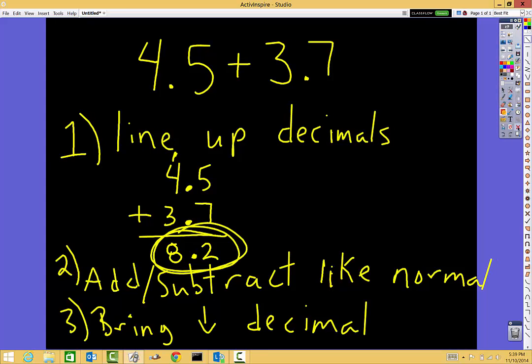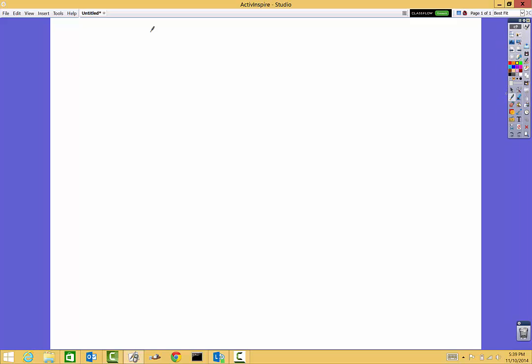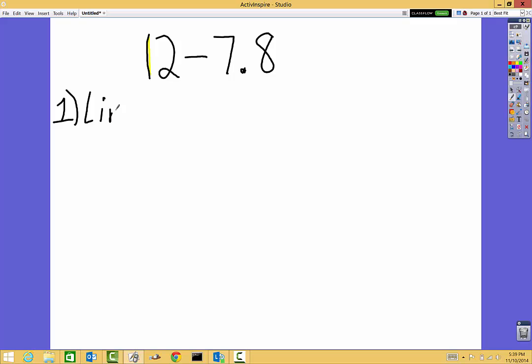Now, what if I had something that was a little bit different? So let's look at this problem. 12 minus 7.8. Well, right away, I'm going to do my same steps. It's always the same for decimals. So step number 1 is I line up what? I line up decimals. But my problem here is I have one number with a decimal and one number without.